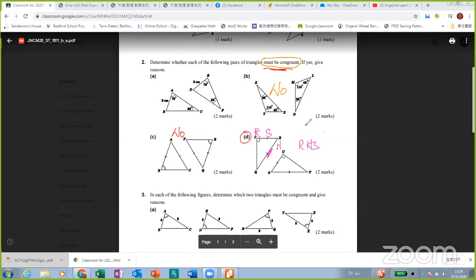Up to this one, any problems? Any question you want to ask?